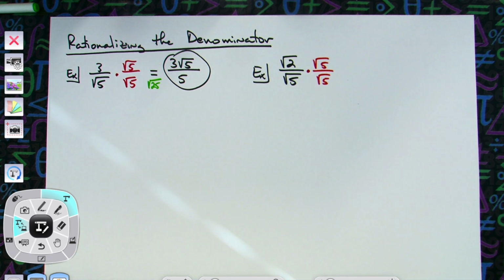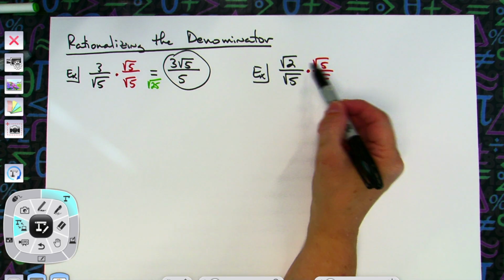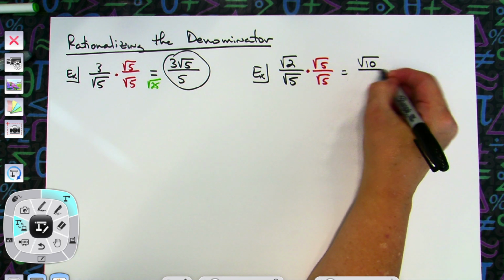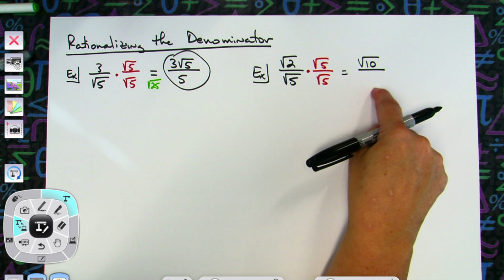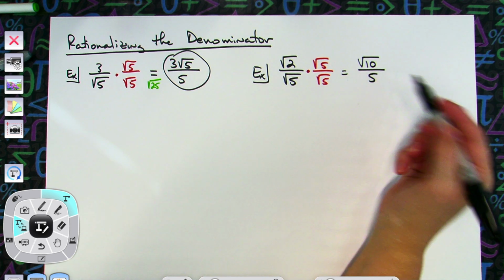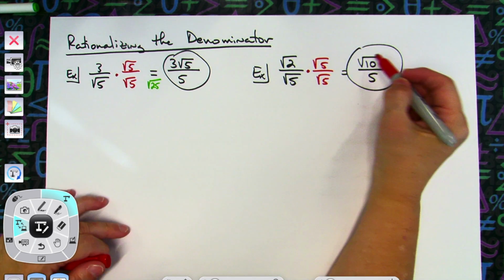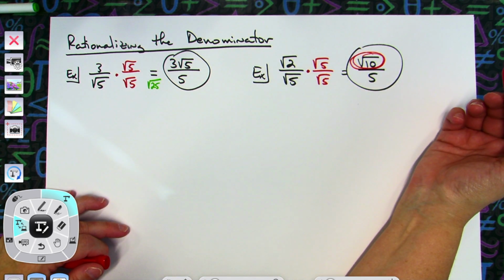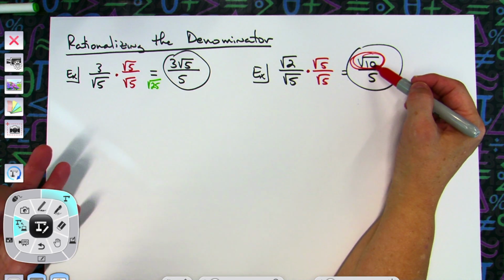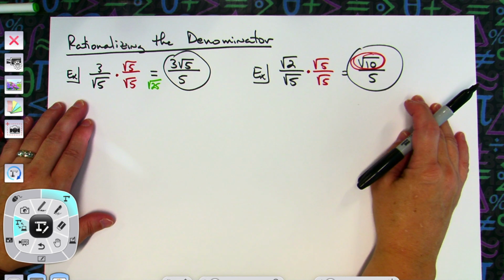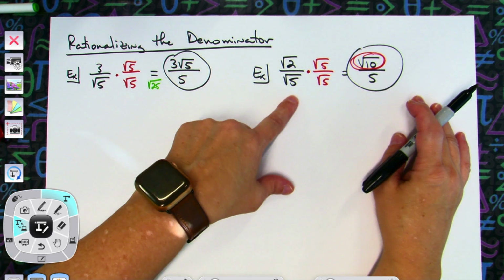Now I've got two radicals. On the top, I'm going to multiply underneath. That's going to give me square root of 10. And the bottom will simplify all the way down to a 5. On this one, we are done because that square root of 10 doesn't simplify. But if that had been square root of 20, then you would have had to do the tree, break it down, and keep going from there. So you will have to rationalize the denominator when you have just a single radical in the bottom.